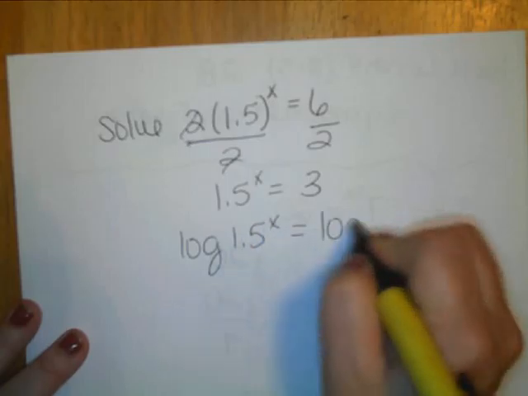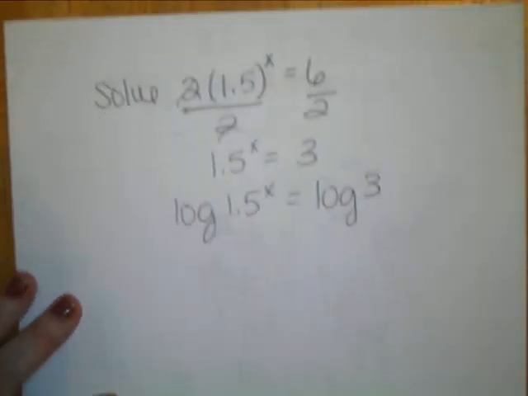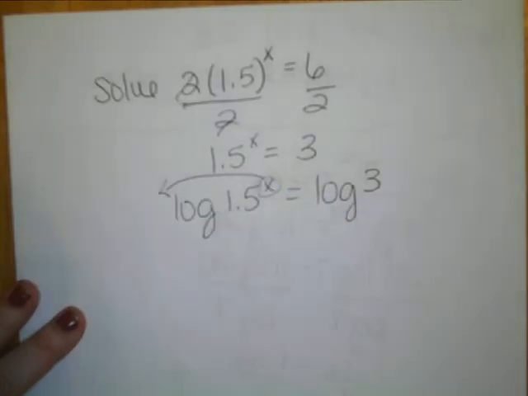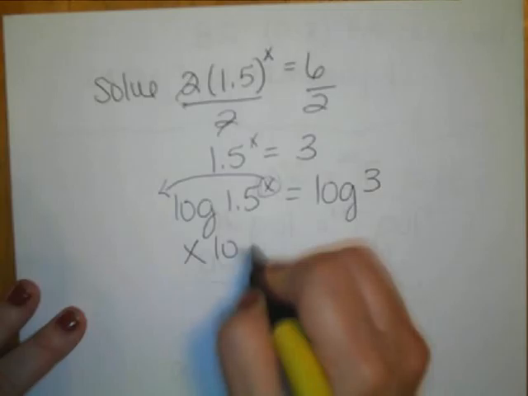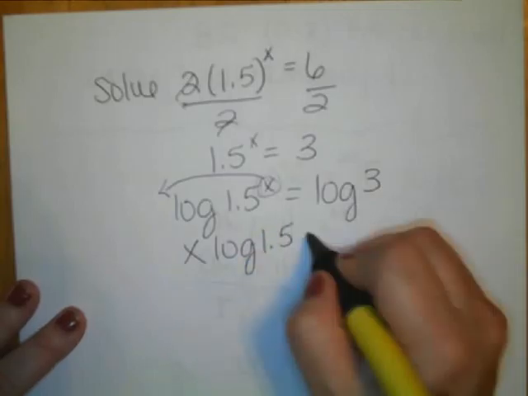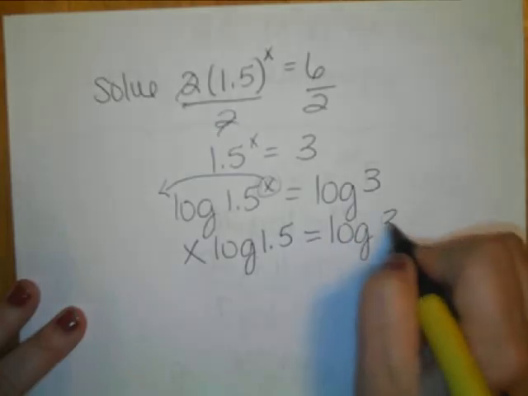Now, what did I say to do with this exponent? The properties of logs tell me I can bring it out front. So x times log base 10, we don't put it, of 1.5 equals log of 3. We don't even have to say base 10.